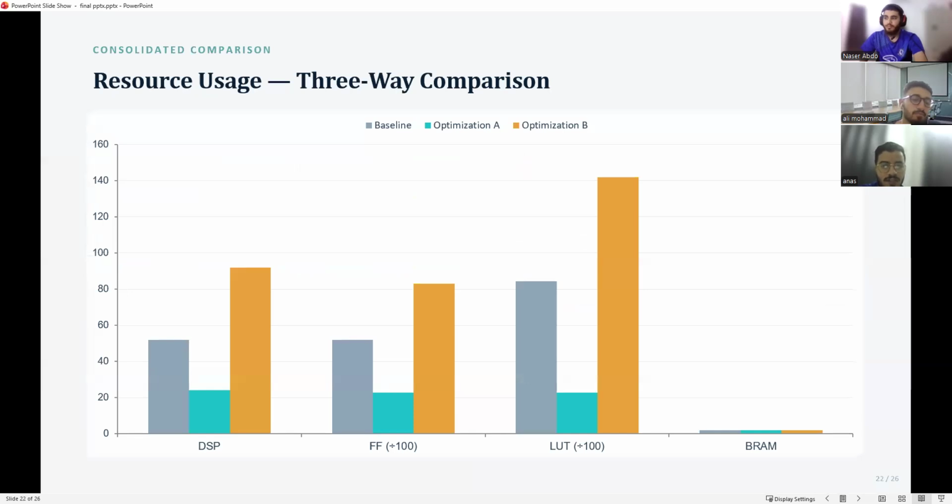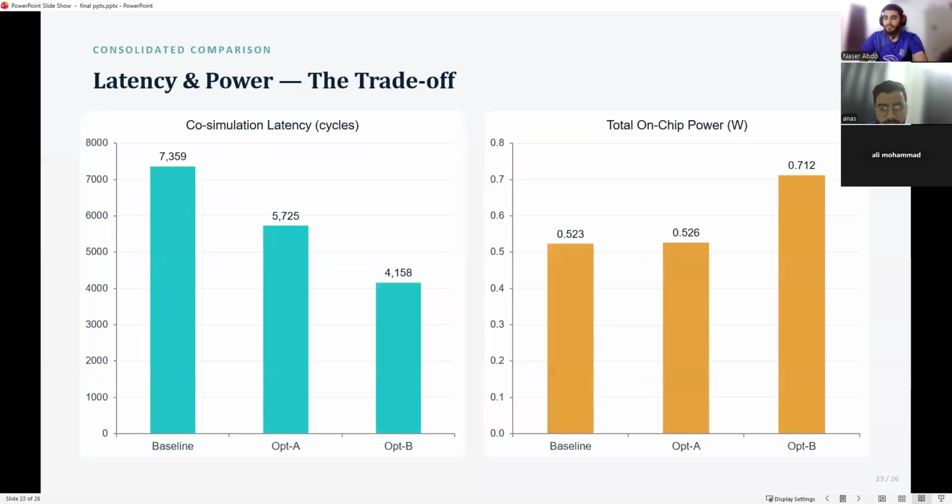Okay, this slide summarizes the timing and power results. All three implementations successfully met the required timing constraints. The power consumption remained relatively low for each design. Overall, the optimizations improved performance while maintaining an acceptable power consumption.